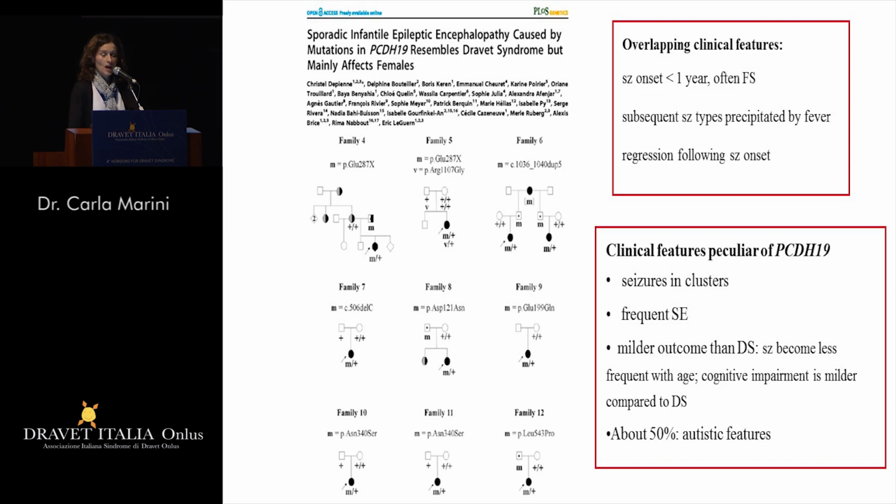But there are also some clinical features that are really typical of PCDH19, which I think stand out like a unique disorder, and probably should not be regarded as a DS-like phenotype. So the seizures tend to occur in clusters, beginning around 10 months, a little bit later than Dravet syndrome, and they can also present after one year of age, which is really unusual for Dravet syndrome, or almost impossible. There is a milder outcome. Seizures tend to become less frequent over time, and the cognitive impairment is also milder.